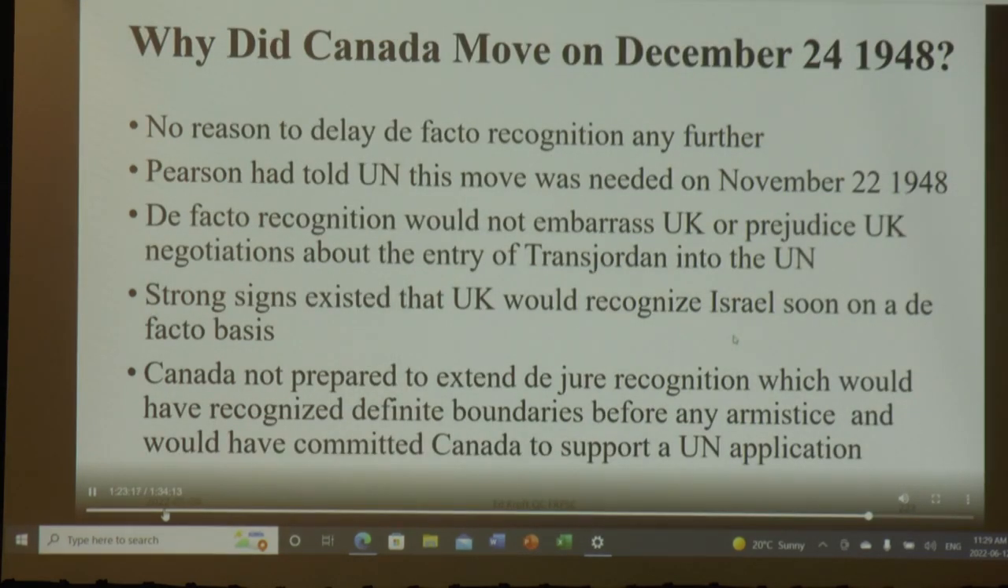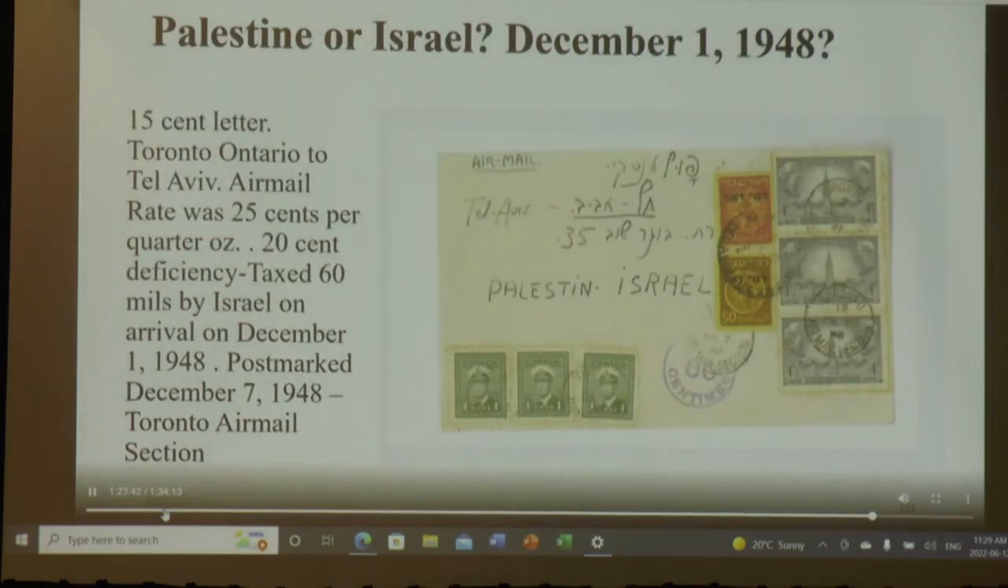Why did Canada move on de facto December 24th, 1948? Pearson was reading the tea leaves. Saint Laurent was now the Prime Minister. He was installed as the Minister of External Affairs. He had been talking to the UK, who he thought would now recognize Israel on a de facto basis. Canada didn't want to extend UN recognition to Israel at the time, so it just went on a de facto basis. So here's a letter still marked to Palestine, Israel.